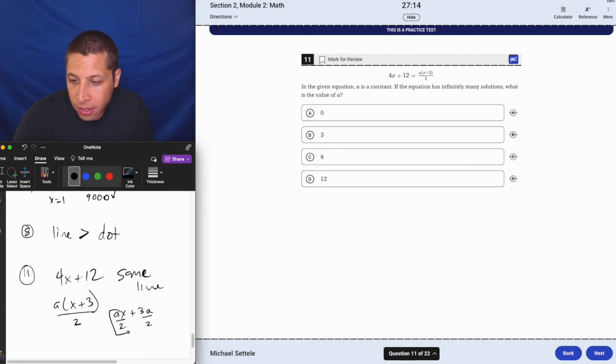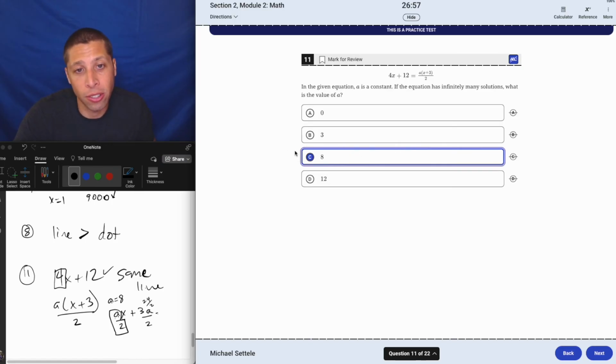We need this to line up with this, and that would happen if A is equal to 8, because 8 divided by 2 is 4. And if we put 8 here, this would be 24 over 2, which is 12. So that checks out as well. So A is 8. And I guess we could have just guessed and checked there, but sometimes we might not have that option.